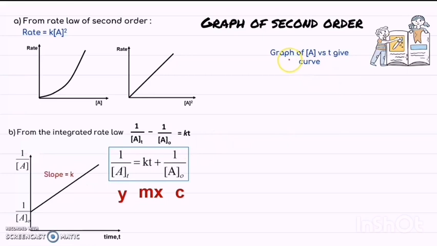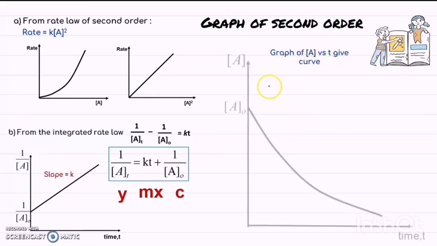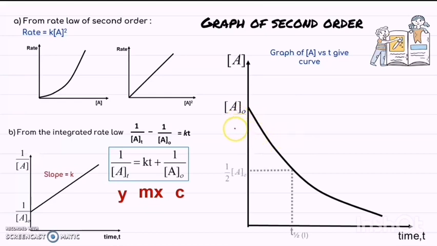Next, we will look at the graph of concentration of A versus t for the second order reaction. We will also get a curve like first order, but there is some difference from the first order. This is our first t half, where the concentration becomes half of the initial concentration. And this is our second t half.